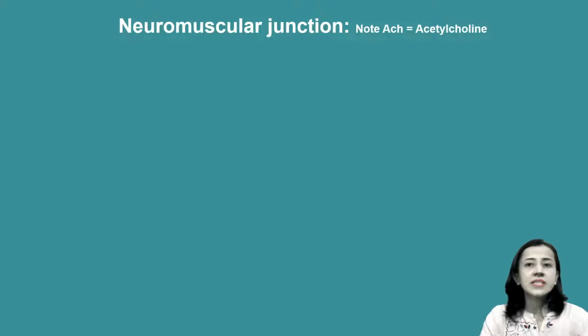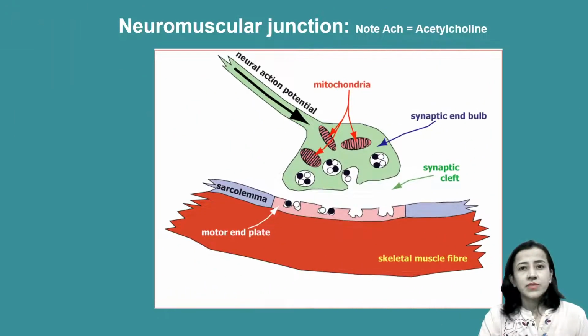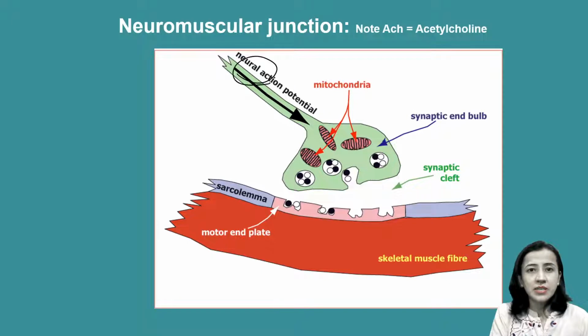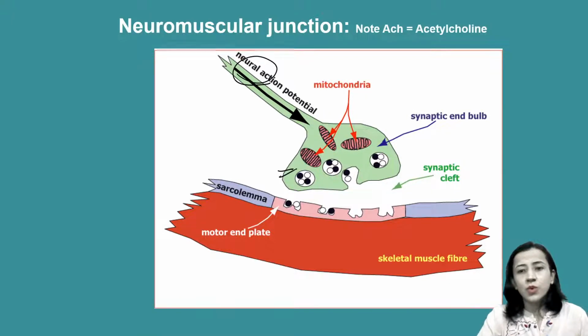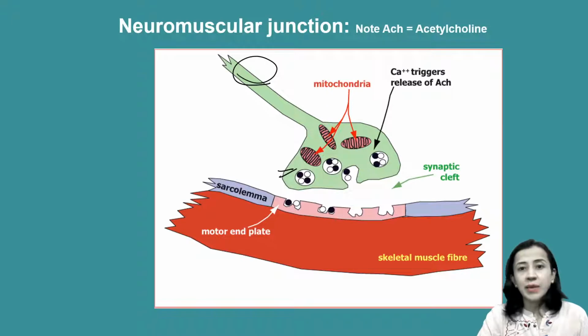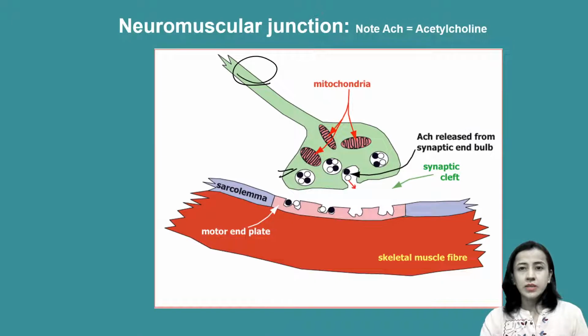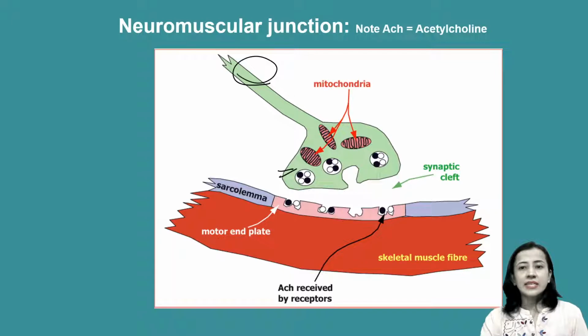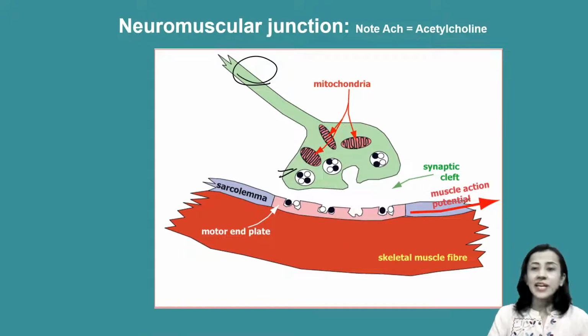You can see here, this is the schematic diagram of how action potential travels at the neuromuscular junction. Once the action potential comes here, calcium channels open. Calcium ions cause release of acetylcholine. This acetylcholine binds with the receptors present on the postsynaptic membrane. You can see two molecules bind and cause opening of the sodium channel, and they produce action potential. This gets propagated on the membrane.